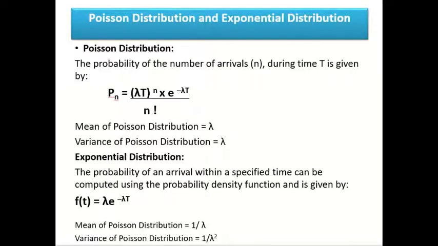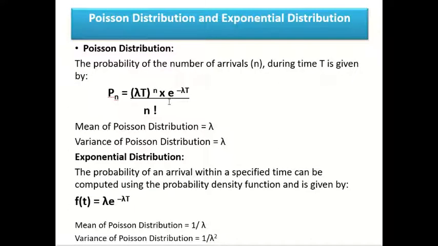Now, as we studied, the Poisson distribution and exponential distribution are particularly important when we talk about queuing systems or queuing models. Typically in a Poisson distribution, the probability of the number of arrivals, that is of customers or jobs, during any given time t is given by this equation. The probability of n customers arriving in time t is given by lambda t raised to the power n, multiplied by e raised to the power minus lambda t, divided by factorial n. Here lambda means the mean arrival rate, t is the time, and n is the number of customers or arrivals for which the probability is to be found.